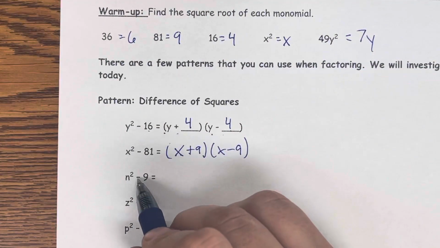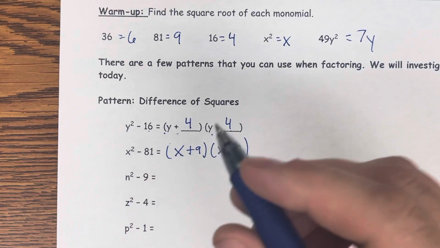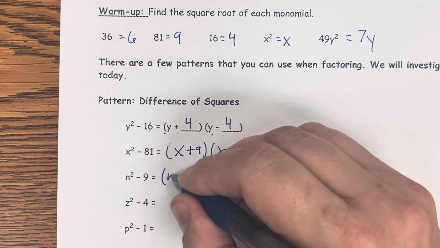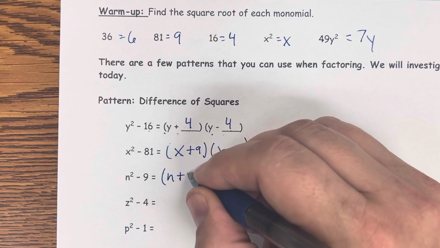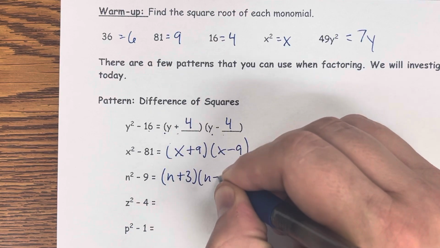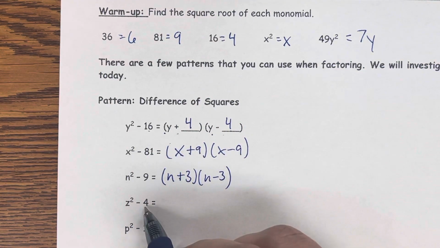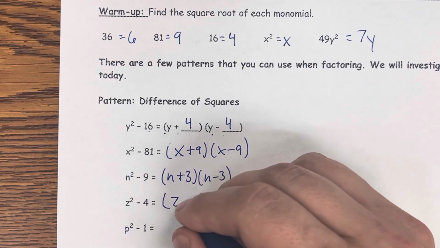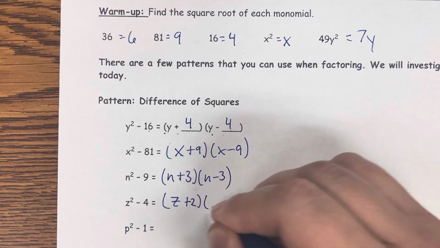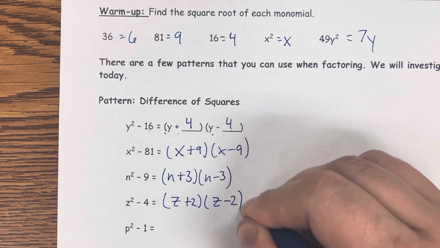If this is a plus sign, this does not work. It cannot work with a plus sign, only with a minus. So the square root of 9 is 3, so n plus 3 and n minus 3. Square root of 4, square root of z squared. It's a difference. Perfect squares. Z plus 2 times z minus 2.